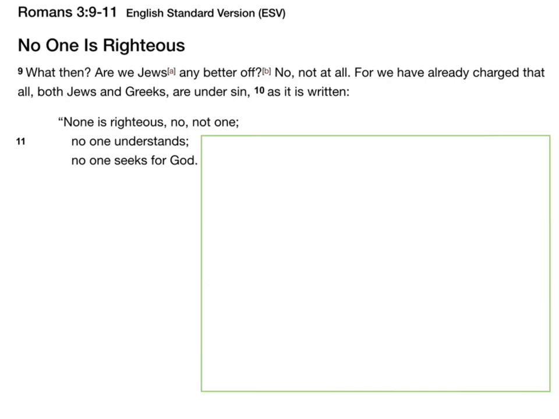This verse, Romans 3:9 specifically, we could represent with a Venn diagram, and there are a number of different sets mentioned here. So if you read through this, you can see how many different sets we might have to represent. The verse reads, "What then? Are we Jews any better off? No, not at all, for we have already charged that all, both Jews and Greeks, are under sin. As it is written, none is righteous, no, not one. No one understands, no one seeks for God."